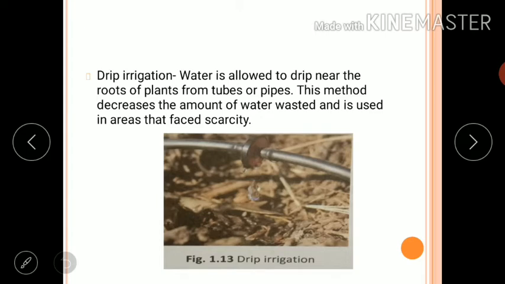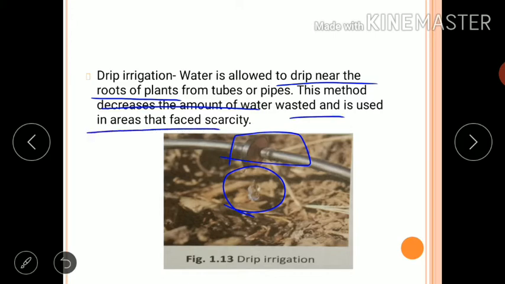The next irrigation system is the drip irrigation system. It is a method in which water is allowed to drip near the roots of plants from tubes or pipes. This method decreases the amount of water wasted and is used in areas that face scarcity of water, where there is less water. In those areas, we can use the drip irrigation system.